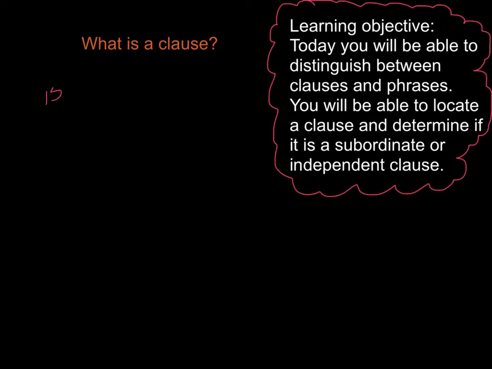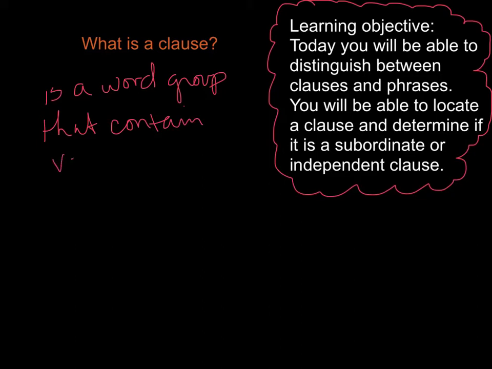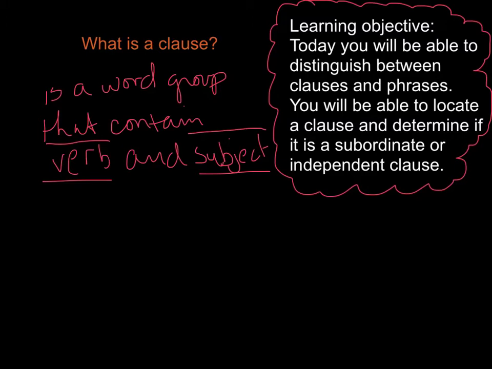A clause is a word group that contains a verb and its subject. So it contains a verb and a subject. Now this is a change from our wonderful phrase, because a phrase was a verb or a subject. In this case, a verb and a subject.